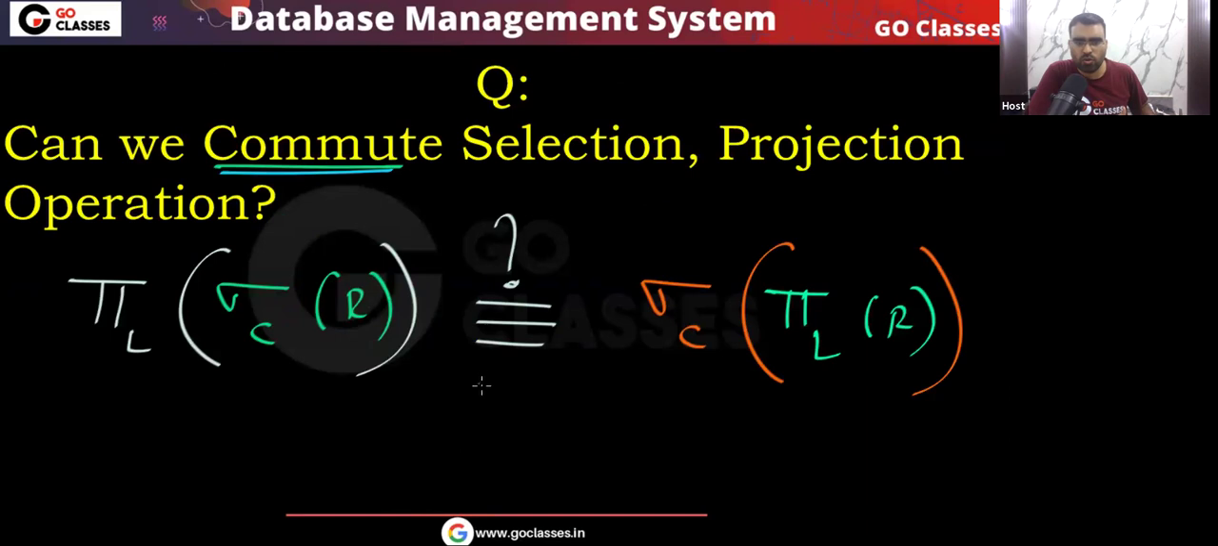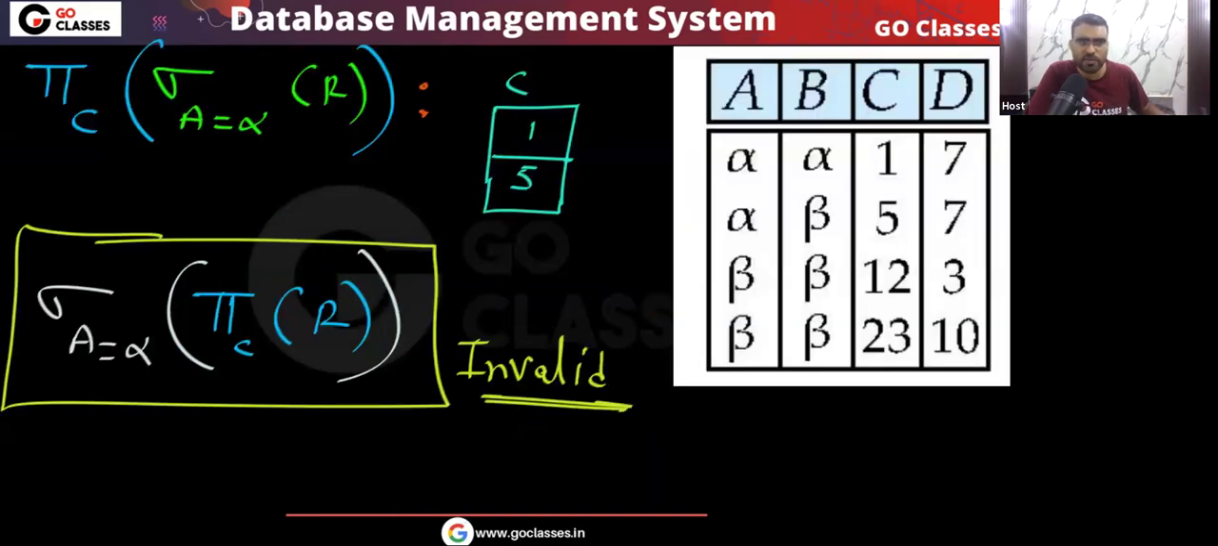The answer is no. Can I commute selection and projection? The answer is no. I cannot commute selection and projection. Is this clear? Please tell me.